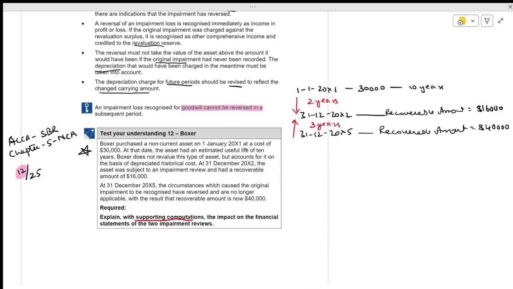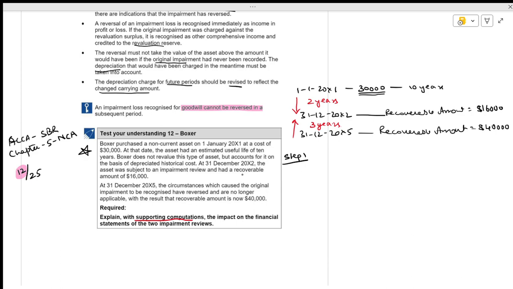First we have to take step 1. Make it a point: what is the maximum amount? The maximum amount is 30,000. The threshold is 30,000. We cannot go beyond 30,000.